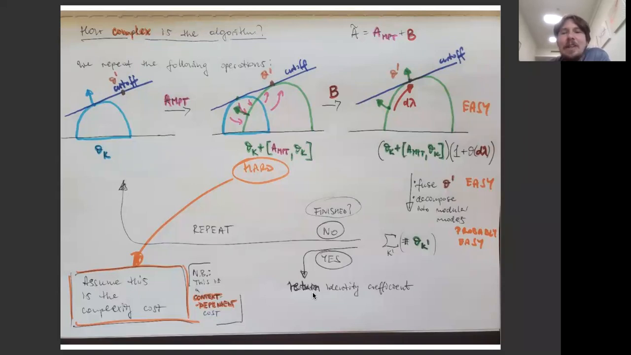Let's inspect what the algorithm does and decide which parts of it are hard and which ones are easy. Let's say that I started with some modular modes, and I have this A-tilde plus B. First I apply A-tilde. What this does is rotate the RT surface to a new RT surface. This is done through that commutator.